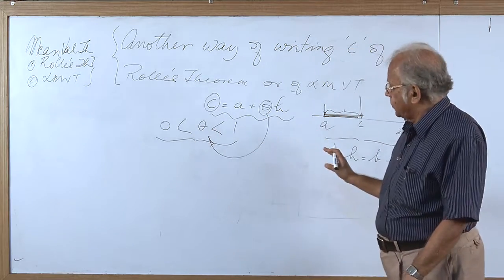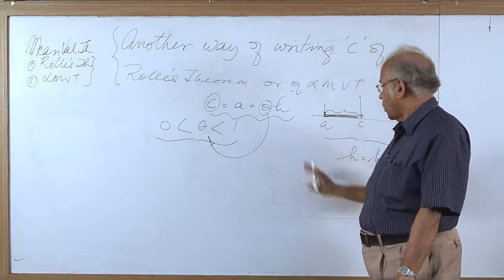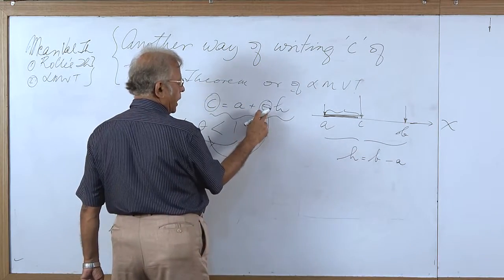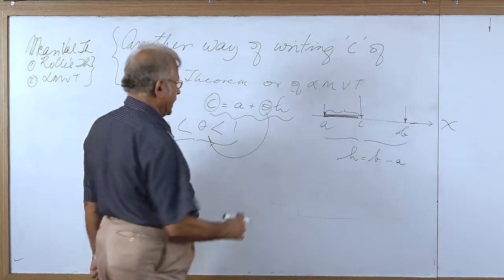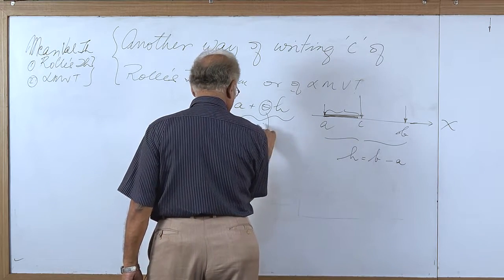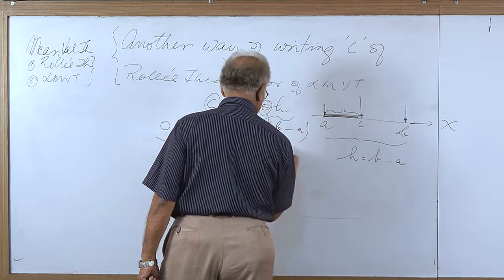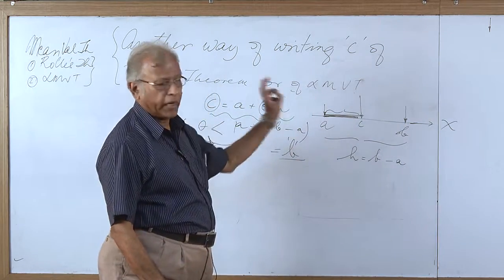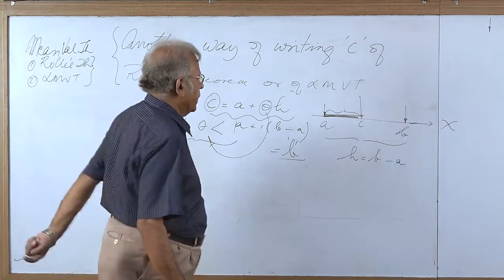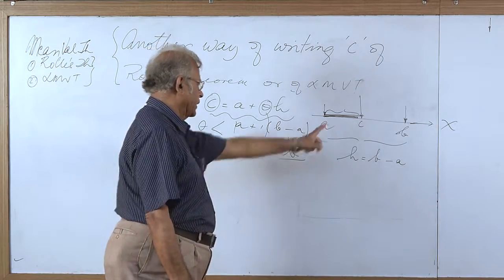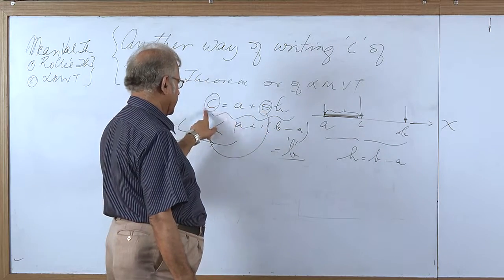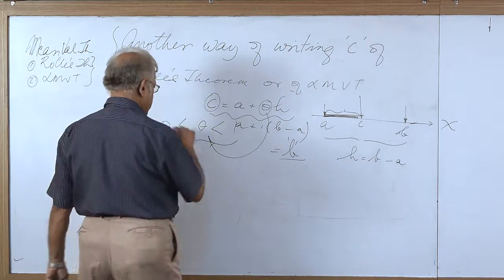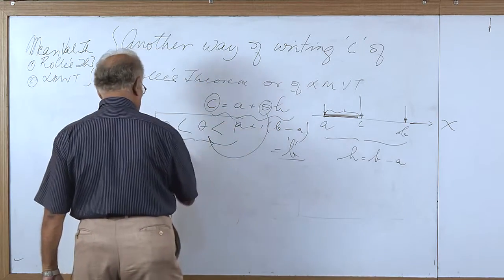Now, let us be a little careless and take theta as 1. Then c is equal to a plus 1 into b minus a. If we take a plus 1 into b minus a, we get b, and that is coinciding with the end point, the right end point. That's not allowed because c has to be inside. If we take theta as 0 here, then c is equal to a, that is the left hand side point, and that is also not allowed. So, we are convinced that theta has to be between 0 and 1.